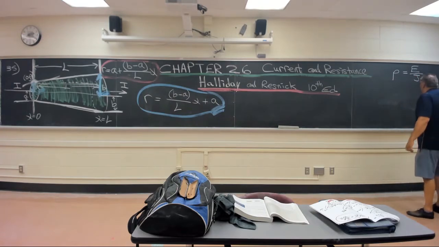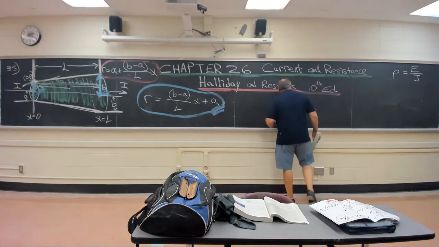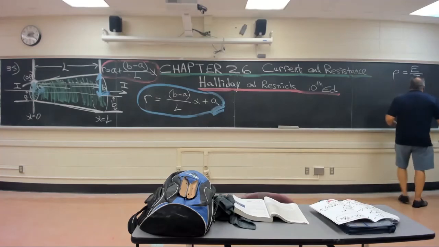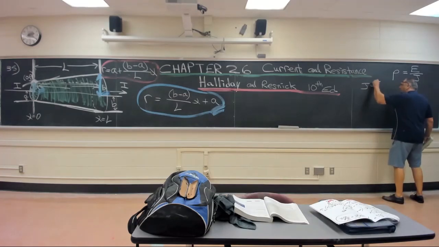J equals, well, there's a lot to say here, I guess. J equals I over A. So I'll just put this over to the side here. J equals I over A.